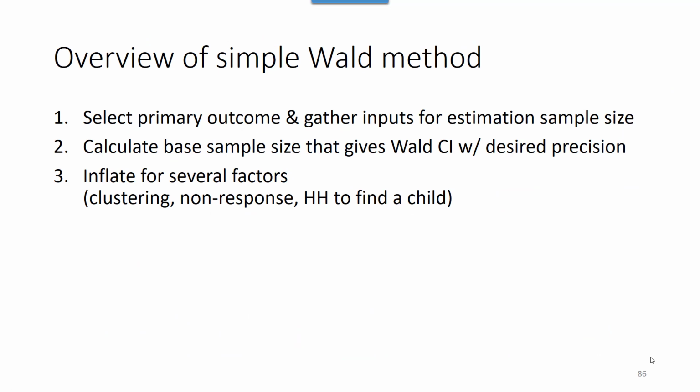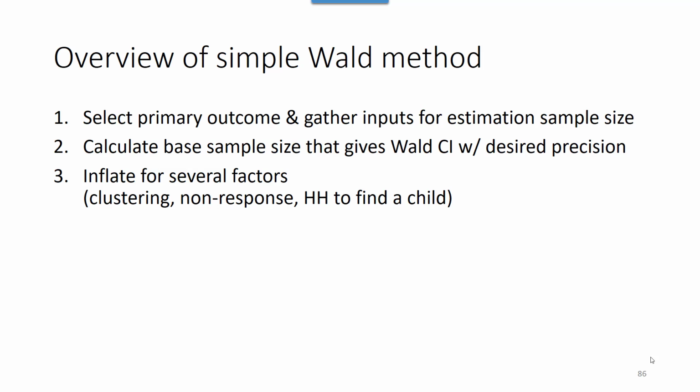We mentioned in an earlier video this abbreviated overview of the sample size method. You select the primary outcome, and then you learn from the committee what precision they would accept. What's the widest precision that they would be willing to accept for that outcome. And then you calculate the effective sample size that gives a Wald confidence interval with the desired precision. This is the standard method, using the Wald confidence interval. And that would be for a simple random sample. You inflate it for several other factors.